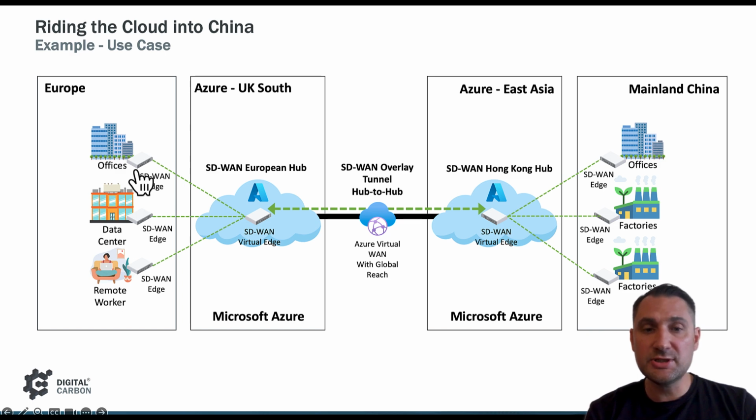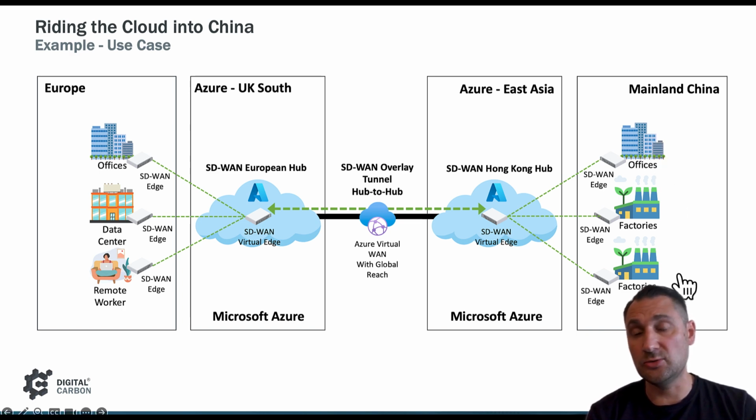From the SD-WAN edges, then we have our overlay tunnels, which are connecting back to our virtual edge, which is deployed within the cloud provider's backbone. For example, for Microsoft Azure, we will be utilizing the UK South region, which is London, basically. And so this will be our SD-WAN European hub. On the other side of the world, we have our remote sites. Also, same setup, we have our offices and we have our factories.